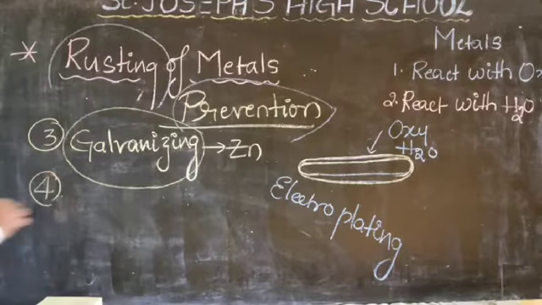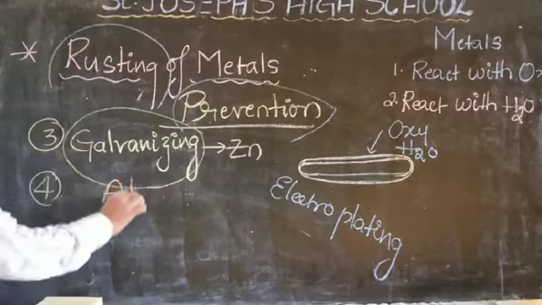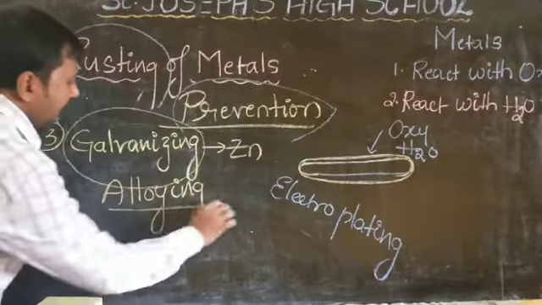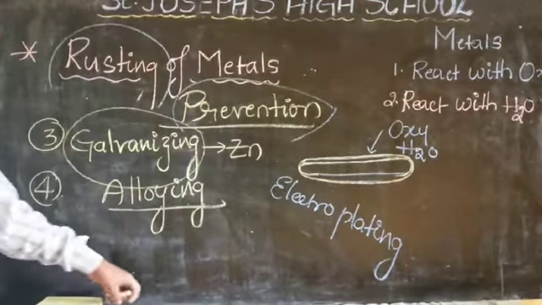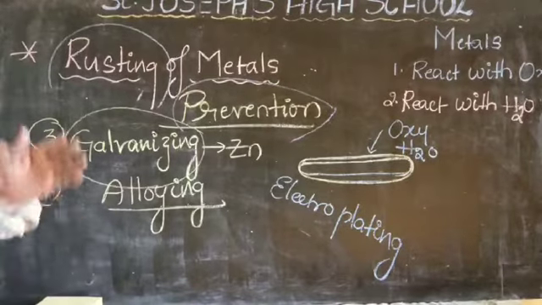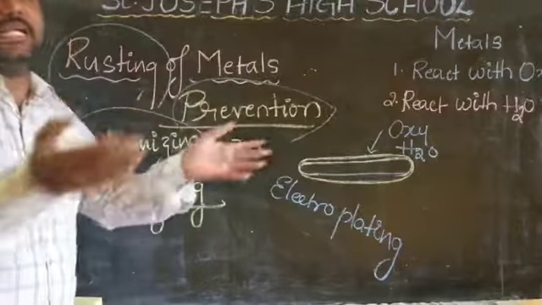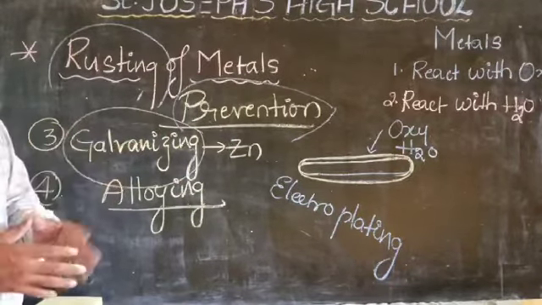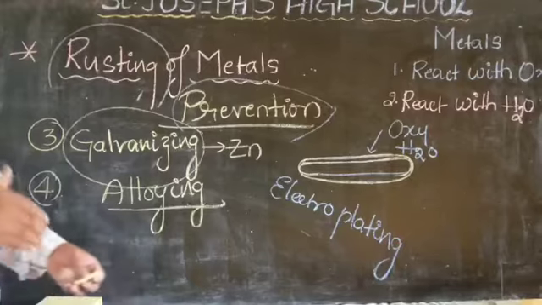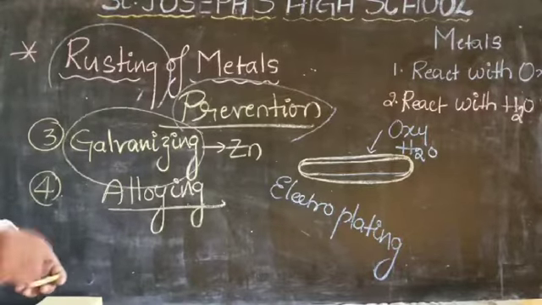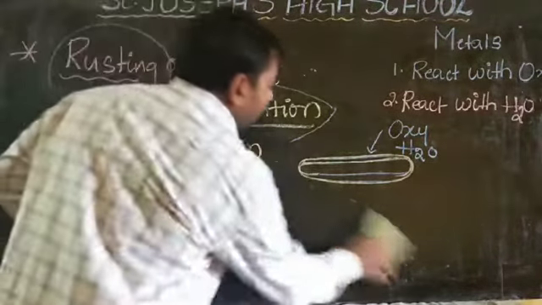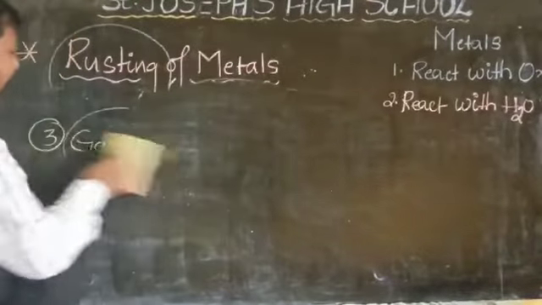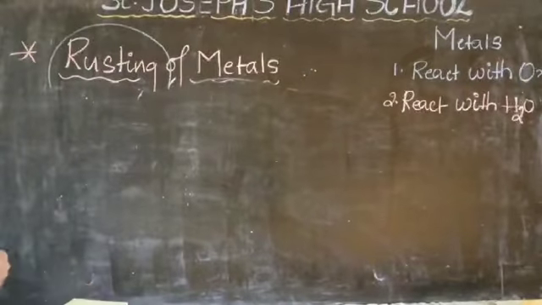Fourth one I am saying. Fourth prevention, alloying. What is meant by alloying? Alloying is nothing but the process of mixing two or more different types of metals, or metal and non-metal, and making a new substance. This is called alloying.